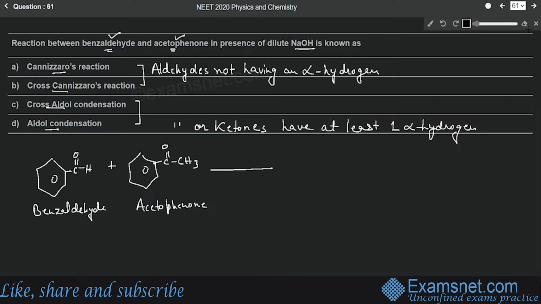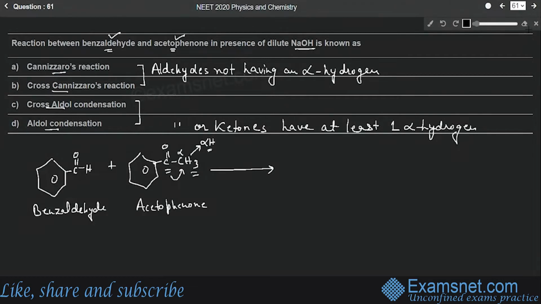So first we see that in acetophenone, this is the carbonyl carbon, right? The carbon next to the carbonyl carbon will be the alpha carbon, and the hydrogens attached to the alpha carbon will be alpha hydrogens. So here three alpha hydrogens are present, right? That means which reaction will take place? Aldol or Cannizzaro? Aldol will take place, because alpha hydrogens are present.